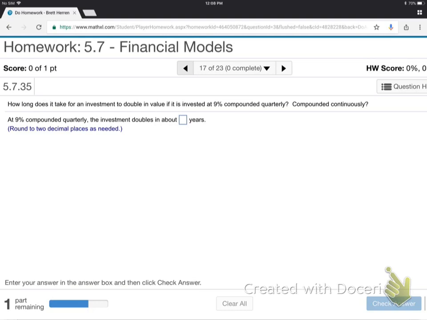All right, so this one's got an extra trick. Which formula do we use, the first one or the PERT one?